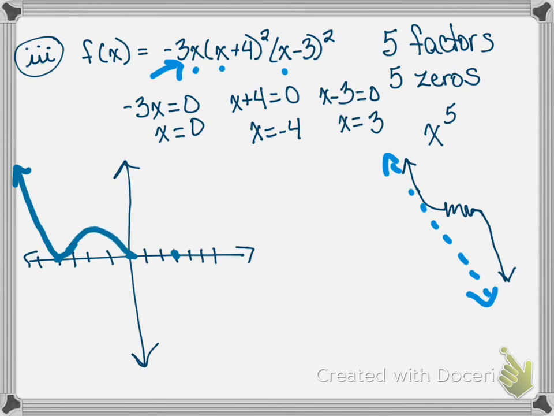We go through x equals 0 because we only have a multiplicity of 1 there. Again, we don't know when it turns. We hit x equals 3, we touch it, and we change direction. And it should be a very smooth graph. This is what the sketch of our graph looks like. Okay, so let's move on to the next problem.